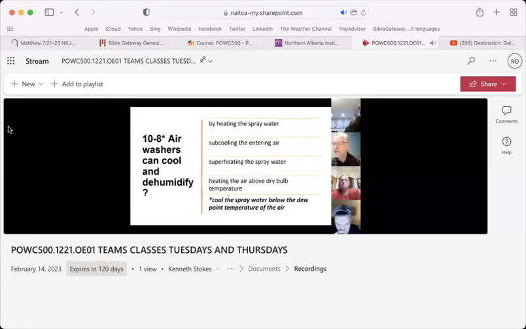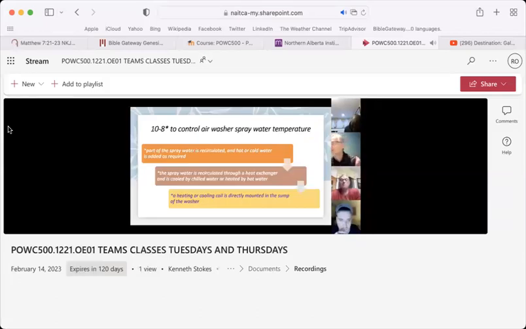And how do we set an air washer up to cool? We cool the spray water below the dew point temperature of the air. To control air washer spray water temperature, so in the book, page 10-8, starting on page 10-8.